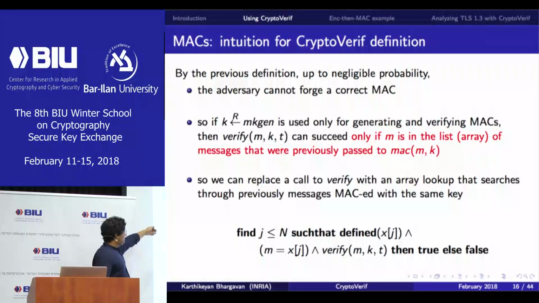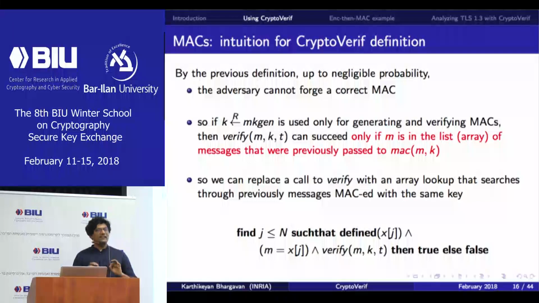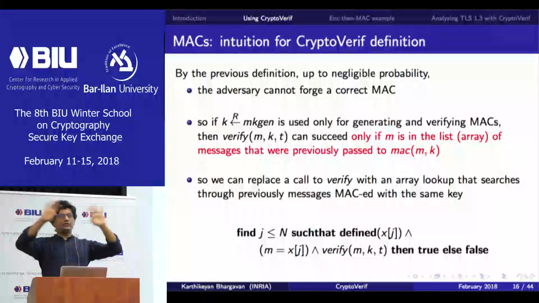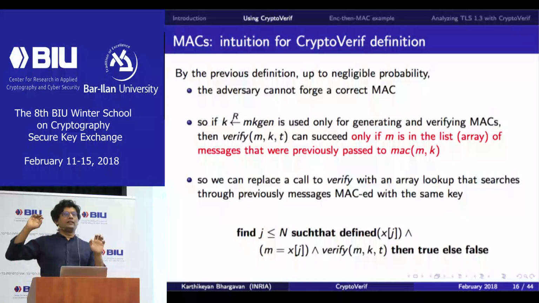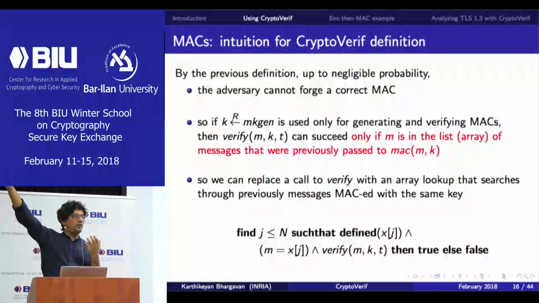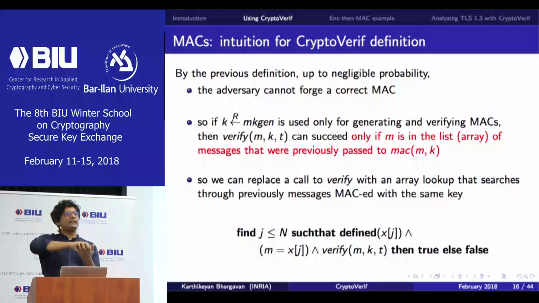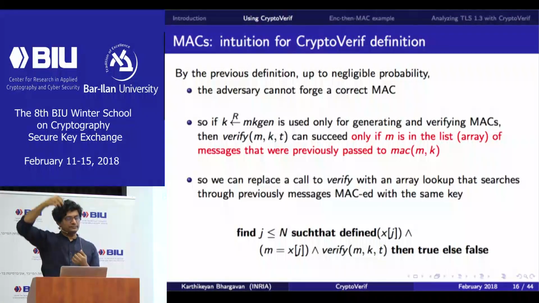Okay, so what this means is that if a key was generated properly using mkgen, and then it was used only in generating the MAC and verify function, and it wasn't used anywhere else in the protocol, then verify can succeed only if the MAC that you are trying to verify was in fact in the list or array of values that was actually MACked by the MAC oracle, right? So you want to say that the verify oracle will succeed only if the values provided to it are exactly the same as the values that were used in the MAC oracle in some previous, independent session.